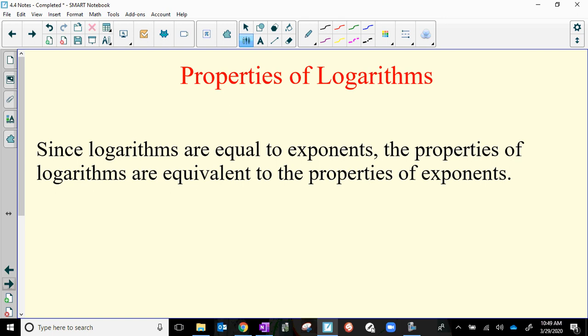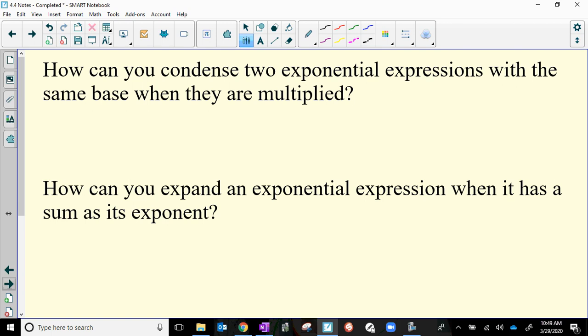Okay, so when you're thinking of the properties of logarithms, the most important thing to remember is that logarithms are the inverse function of exponentials. So the rules of exponents still are going to apply, they're just going to look a little weird. Okay, so let's review a little bit of our exponent rules and then we'll talk about logarithms.